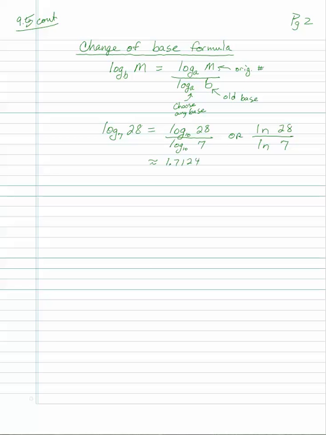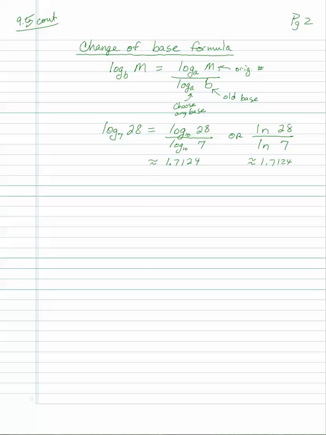If I did it with the ln, 28 divided by ln 7, what do you think I'm going to get? I hope you're saying 1.7124, because I just told you it doesn't matter which one you use, you can pick any base you want. So what base should you pick? You should pick what your calculator has, either base 10, which is just log, or base e, which is the natural log, ln. Either way you get the same answer.